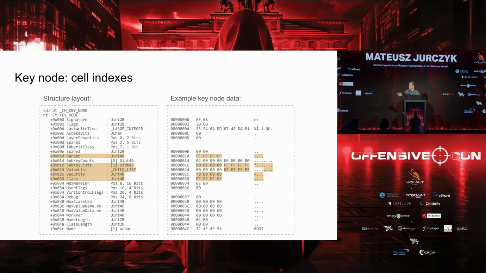And here, highlighted in orange, you can also see specifically the cell indexes that are contained within this structure. So we have the pointer to the parent. It's all ones because this is the root key. And then most other cell indexes are also just FFFFFFFF, which means that it's not pointing anywhere, but the two actual cell indexes that point somewhere are to the subkey list and to the security descriptor, which always has to be assigned to a key.